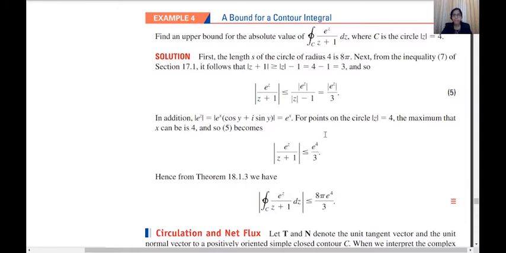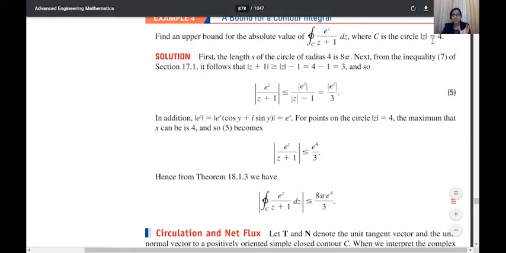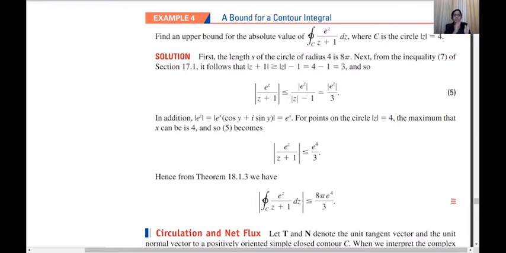So this modulus is less than or equal to e raised to x by 3. Now one more thing: we are considering the circle |z| = 4, so that is the circle with center 0 and radius 4. So the value of x can never be greater than 4; it is bounded by the radius of the circle. So x is at most 4, and this is less than or equal to e raised to 4 by 3. So we have got the modulus of f(z) is less than or equal to e raised to 4 by 3. That is, we have computed our M.